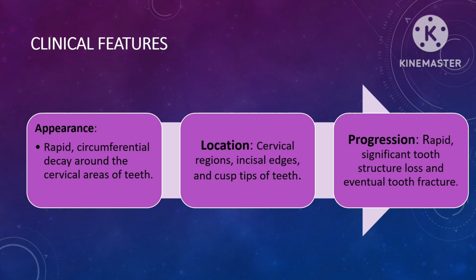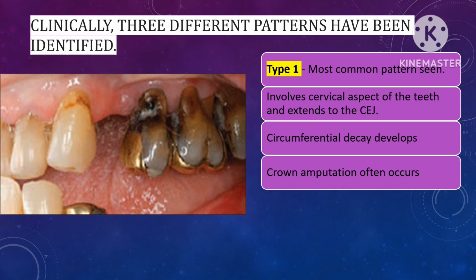It commonly affects the cervical regions, incisal edges, and the cusp tip of the teeth. It rapidly progresses and can lead to significant tooth structure loss and eventual tooth fracture. Clinically, radiation caries begin on the labial surface at the cervical areas of the teeth, and caries affect the smooth surfaces including the mandibular anterior teeth, which is unexpected since these areas are most resistant to caries in the non-radiated population.